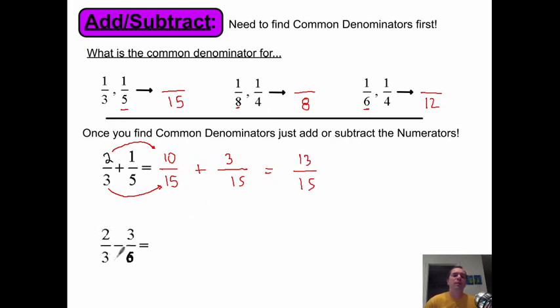What about a subtraction? Same idea. First I had to get a common denominator. And then, okay, what's common between 3 and 6? Well, 3 goes into 6, so therefore 6 is what I'm looking for. 3 goes to 6 by multiplying by 2, so I have to multiply the top by 2. 2 times 2 is 4. 6 goes into 6 by multiplying by 1, so 3 times 1 is equal to 3. And I got 4/6 minus 3/6, so 4 minus 3 is equal to 1.